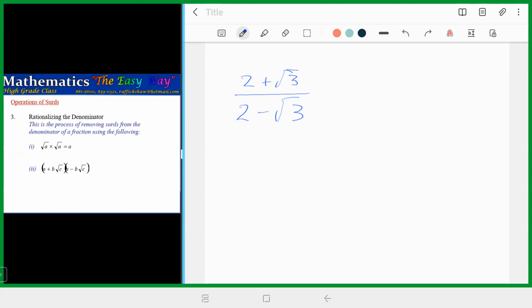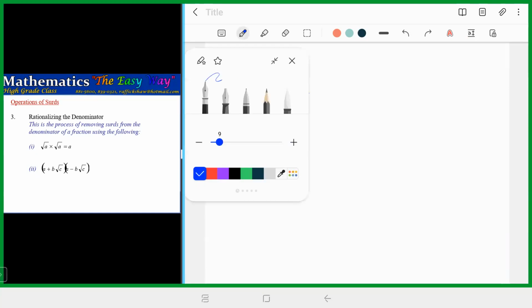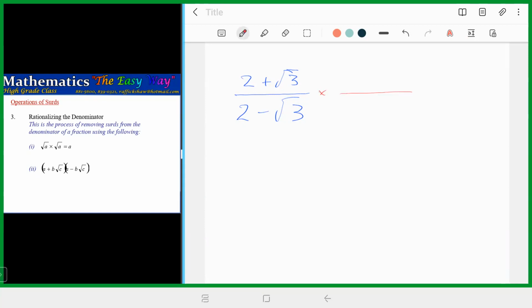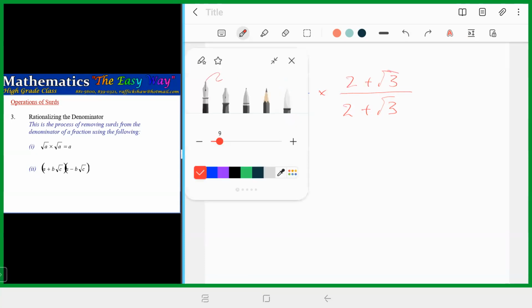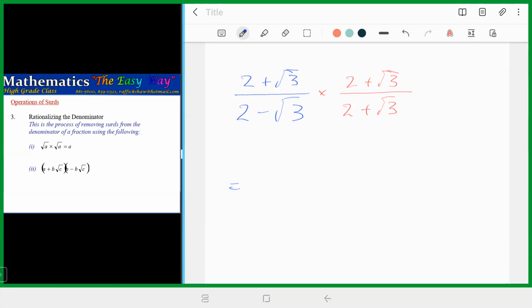A method to do that is to multiply it by its conjugate and set up the difference of 2 squares. So we're going to multiply the denominator by the conjugate, which is 2 plus the square root of 3, and multiply the numerator by the exact same thing, 2 plus the square root of 3. The denominator is the difference of 2 squares, so it becomes 2 squared minus root 3 squared, and the numerator becomes 2 plus root 3 all squared.